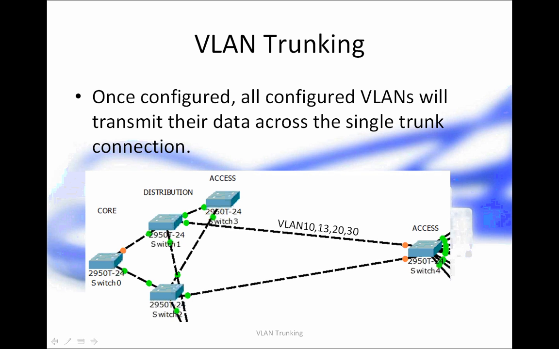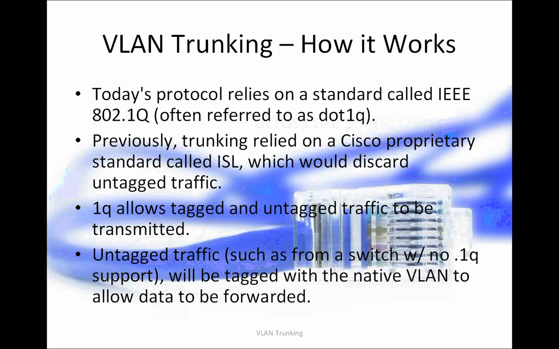So how does VLAN trunking work? Well, today's trunking protocol relies on a standard called IEEE 802.1Q, and it's often referred to as dot1q, especially in the Cisco command line. Previously, trunking relied on a Cisco proprietary standard called ISL, which would discard untagged traffic, and that's not exactly what you want to do in many cases. Dot1q allows tagged and untagged traffic to be transmitted. Untagged traffic, such as what may originate from a switch with no dot1q support, will be tagged with the native VLAN and will allow that data to be forwarded across the network.